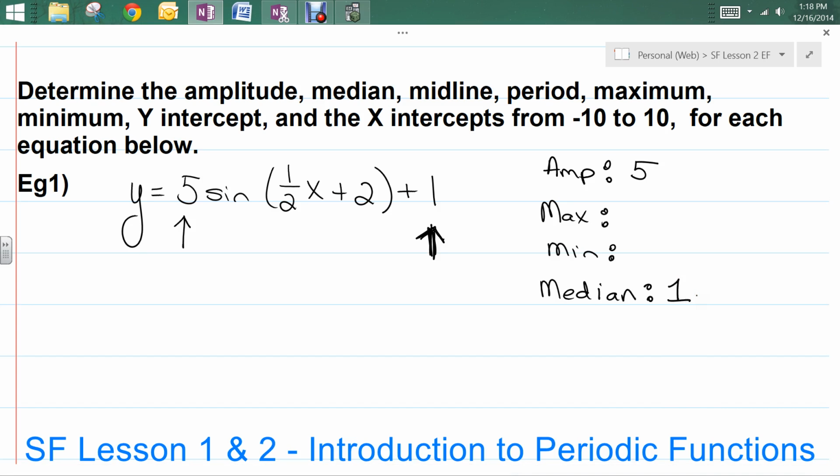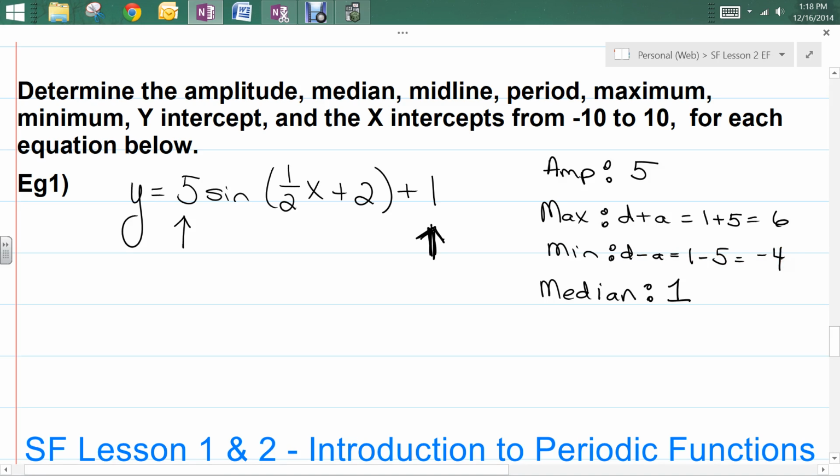Now for the maximum, the formula is the D value plus the A value. The D value is +1 plus the A value, which is +5. The maximum is going to be 6. For the minimum, it's going to be the D value minus the A value. It's 1 minus 5, which is -4.